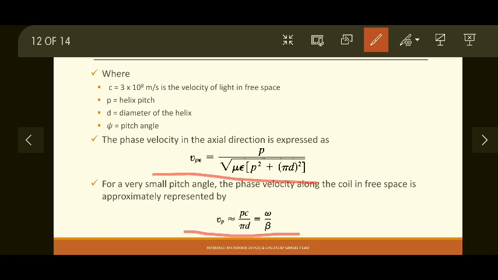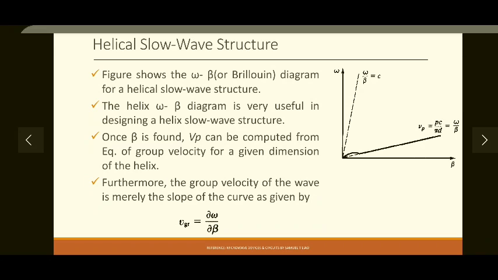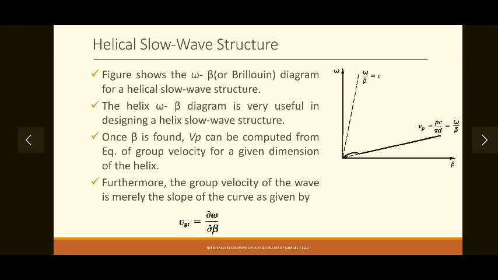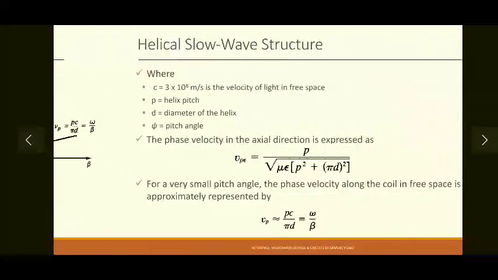Now, in order to understand how the amplification happens, the first thing we have to understand is the working of this helical slow wave structure, which impacts the phase velocity. The figure shows an omega beta diagram. Omega is the angular frequency and beta is the phase constant. This is called the Brillouin diagram for a helical slow wave structure.